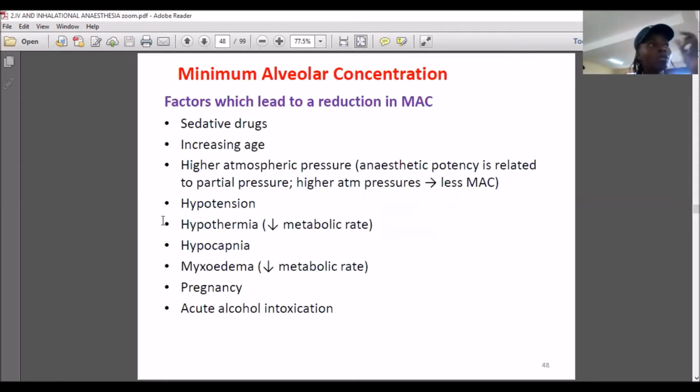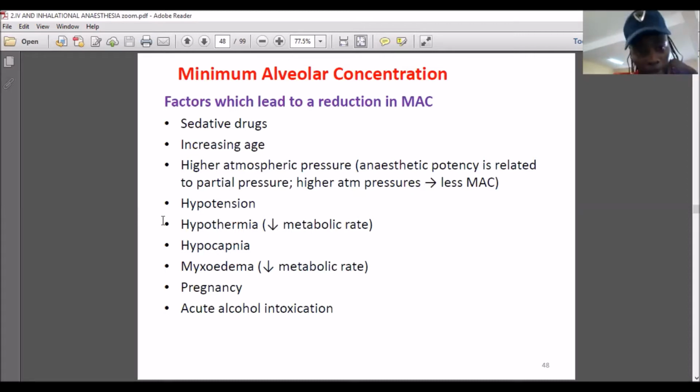These are the factors we're going to talk about. Factors which lead to a reduction in MAC: sedative drugs. There are people who always take sedatives, like in drug abuse. If you find this patient has been taking sedative drugs, you have to reduce the MAC during an anesthetic procedure. Are you getting me, guys?